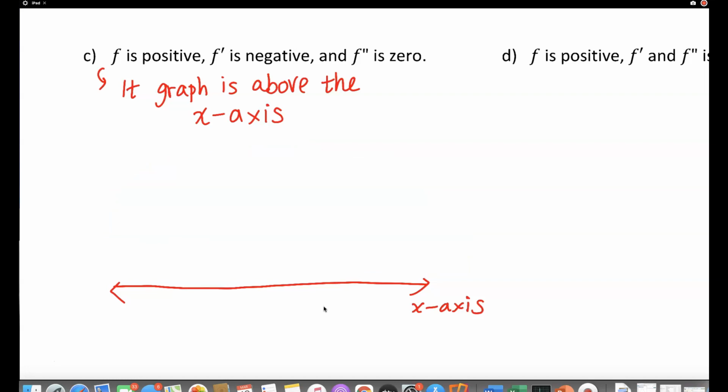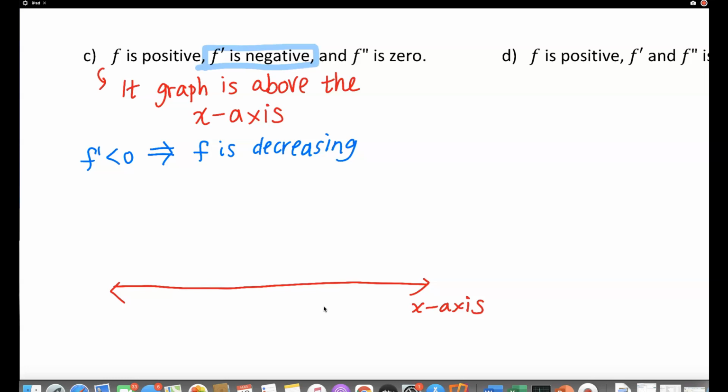The second part is saying f prime is negative. What does that mean? F prime is negative. I'll write it. F prime is negative. F prime negative implies f is decreasing, right? The slope is going down. It's going down from left to right. So I know I will have a graph that is going down from left to right.